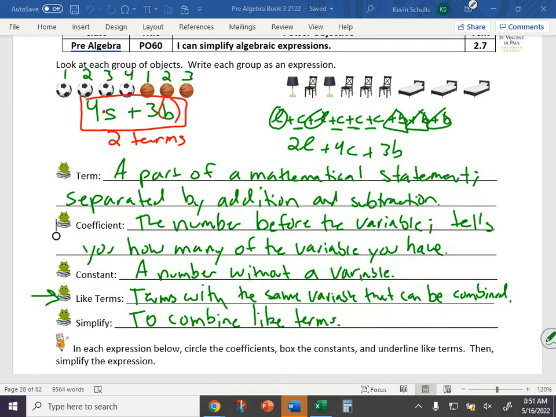Any definitions, any words I wrote too messily that you want me to go over? Yes, Jeffrey. With like terms, what does it say in the beginning? Terms with the same variable that can be combined.